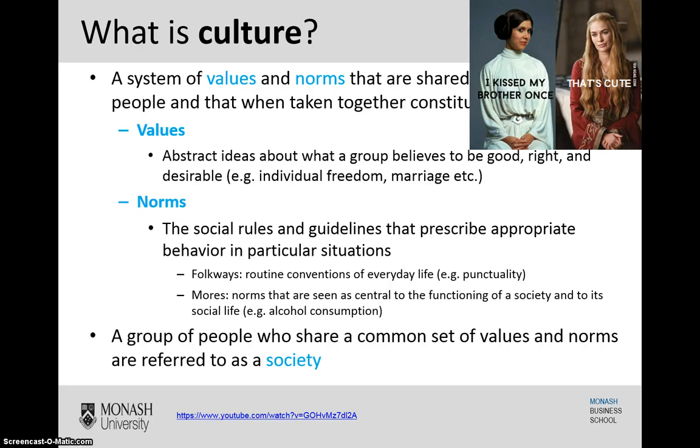Mores, on the other hand, are a bit more important, and those are norms that are seen as central to the functioning of a society and to its social life. So here in Australia, for example, the consumption of alcohol is very much part of our national identity. It contributes to how we see ourselves. You often hear about having a beer and having a drink, and it's central to the Australian national identity, and certainly a key part of our culture.